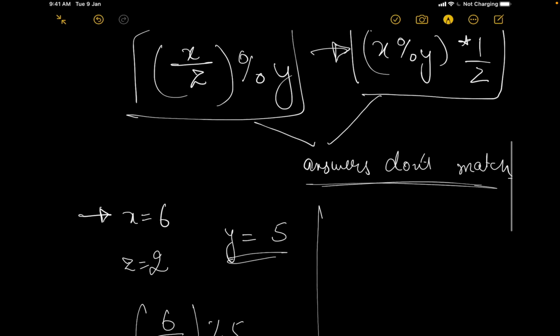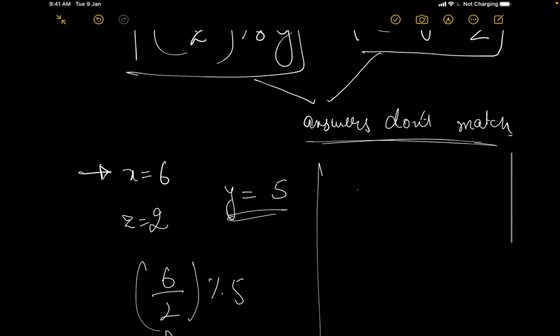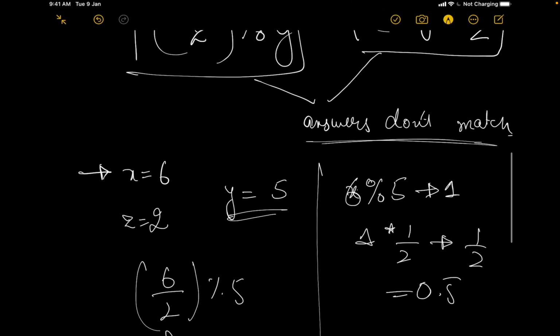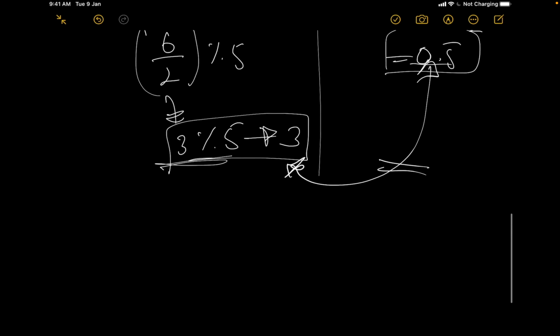How about x mod y into 1 by z? So x mod y would be 6 mod 5, that would give me 1. Now if I multiply it by 1 by 2, I'll get a value of 1 by 2, that is equal to 0.5. Now these two values are not equal. So what's the workaround for this? How can we get rid of this problem?